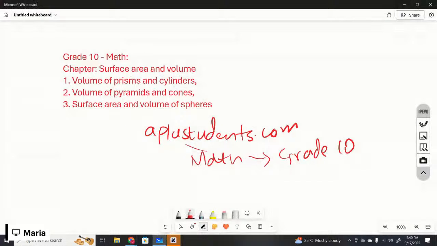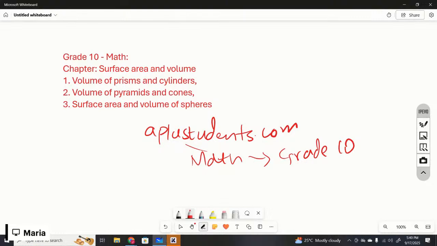So we were working on grade 10 math. The chapter we were working on is surface area and volume. The lessons we have covered today are volume of prisms and cylinders, volume of pyramids and cones, surface area and volume of spheres. So please make sure before the next session you complete all the practice questions for the lessons we just did. That is your homework until next session.